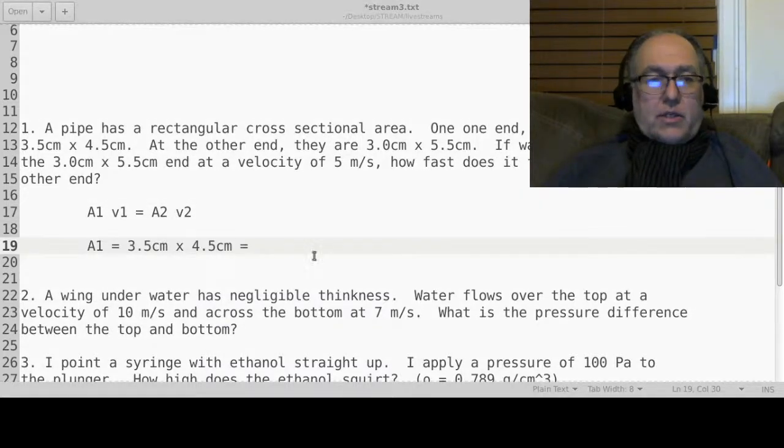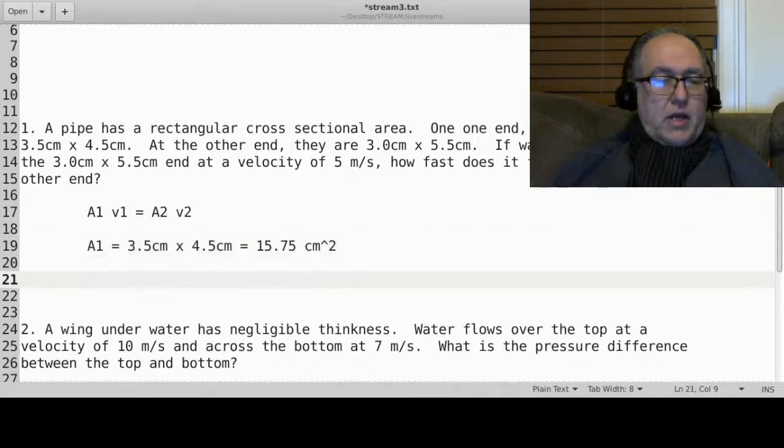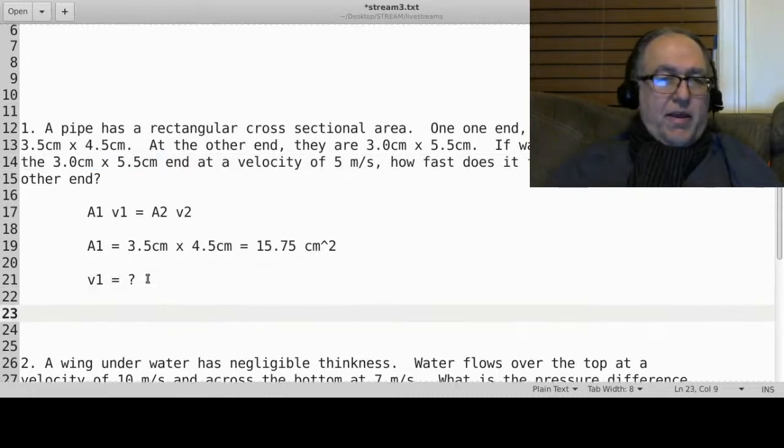You can't go wrong. All right, so let me calculate what 3.5 times 4.5 is equal to, and that turns out to be 15.75, and that'll be centimeters squared. So there's A1. And the velocity there, V1, we don't know that one. That's the one we want. Because we know that the water is flowing in the 3 by 5, which is going to be A2. We know that velocity is going to be 5 meters per second, but the A1 velocity we don't know.